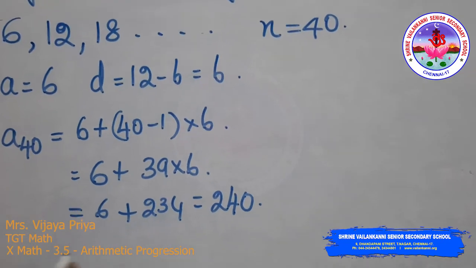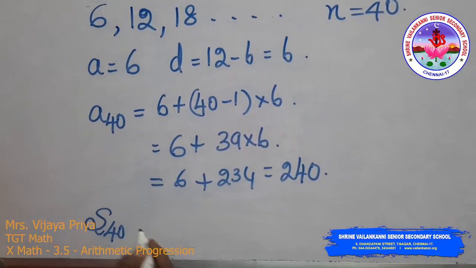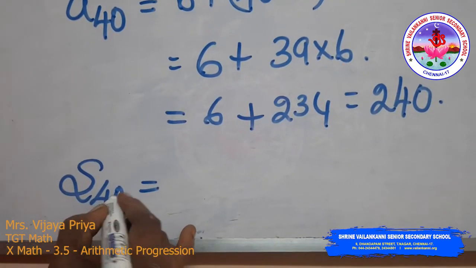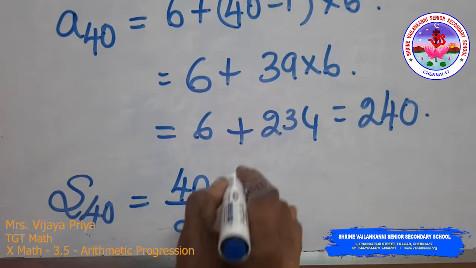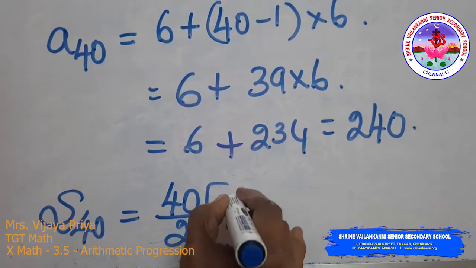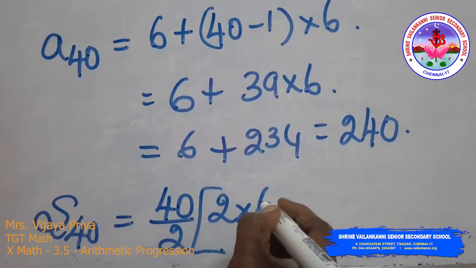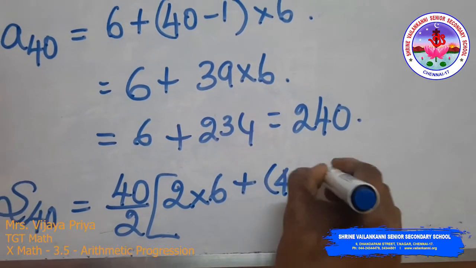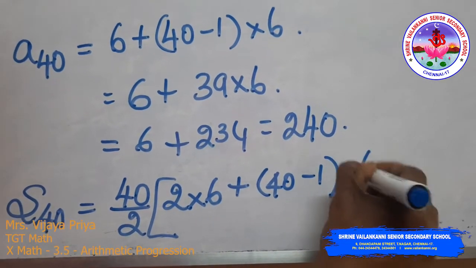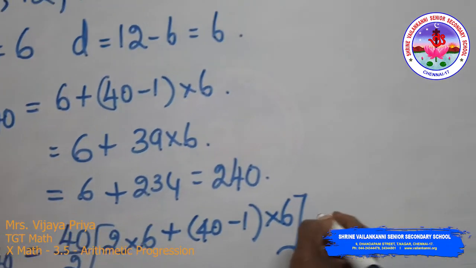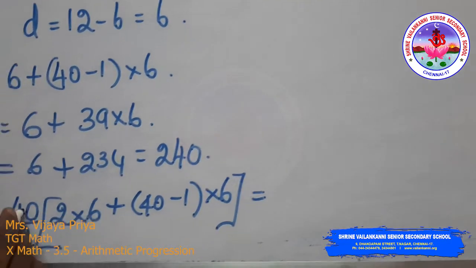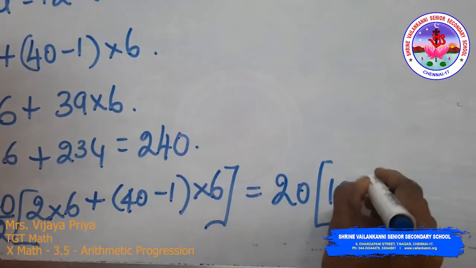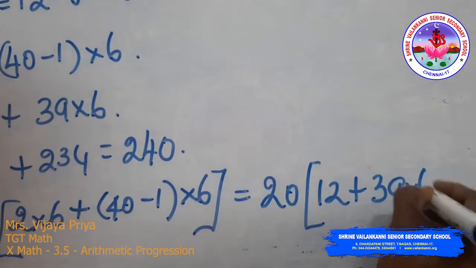So I need to find out now the sum of 40 terms. My Sn formula is equal to n by 2, where n is equal to 40, so 40 by 2, into 2 times a, where a is equal to 6, plus n minus 1, that is 40 minus 1, into my common difference d, which is equal to 6. So which is equal to, here 40 divided by 2 becomes 20, into 12 plus 39 into 6.